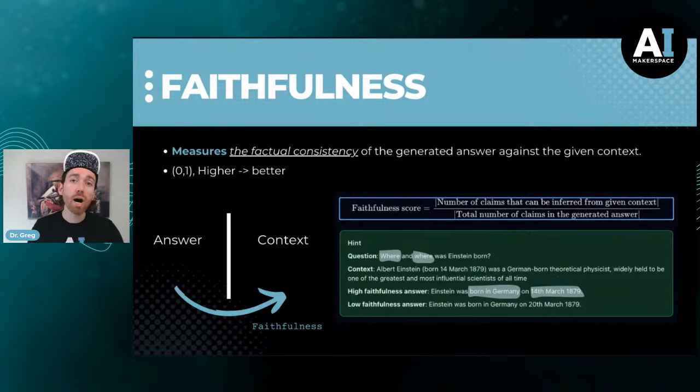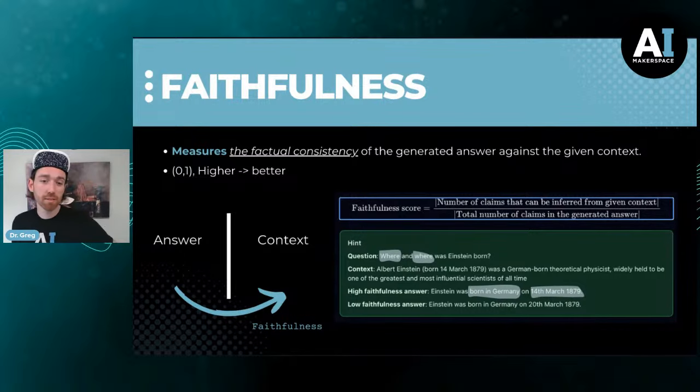So a high faithfulness answer is something that says, well, he was born in Germany and he was born on 14 March 1879. A low faithfulness answer might get part of it right, but might hallucinate. We want to avoid these hallucinations with faithfulness. So we're looking at the number of claims that can be inferred from the given context over the total number of claims in the generated answer. To be 100% faithful to the facts, we want this to be the same number.